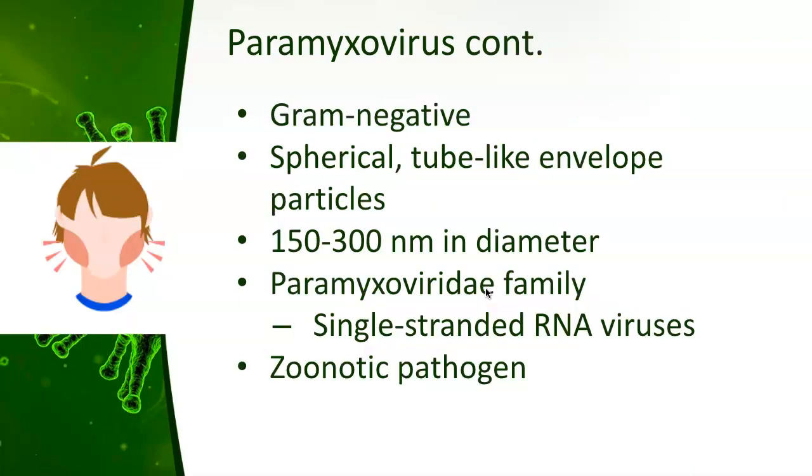Right, so a little bit more about this bacteria. It is indeed gram-negative. It appears as a spherical, tube-like enveloped group of particles with a central helical nucleocapsid that are 150 to 300 nanometers in diameter. This bacteria belongs to the Paramyxoviridae family. This family is known to be single-stranded RNA viruses known to cause a variety of different types of infections in vertebrates.